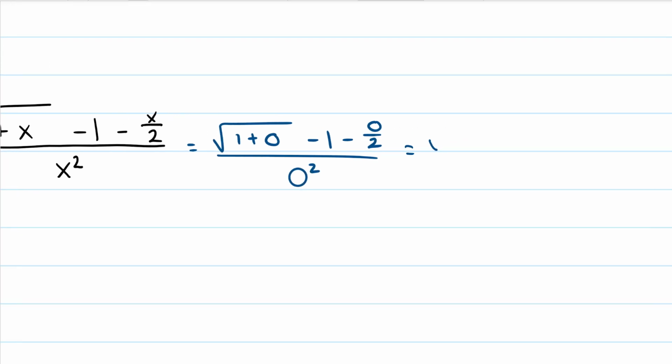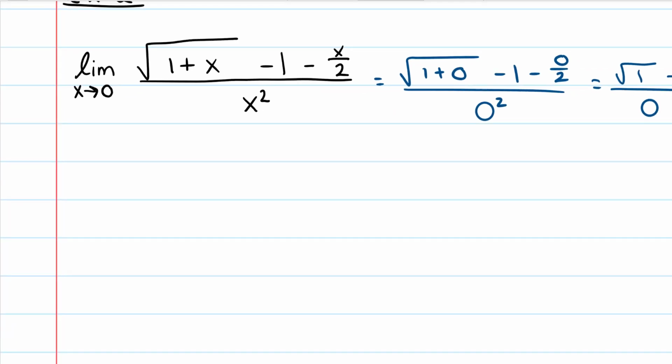So this becomes the square root of 1 minus 1 over 0, which is going to give me 0 over 0. Well, this does not tell me anything because 0 over 0 is an indeterminate form. So what we need to do now is apply L'Hopital's rule on this problem.